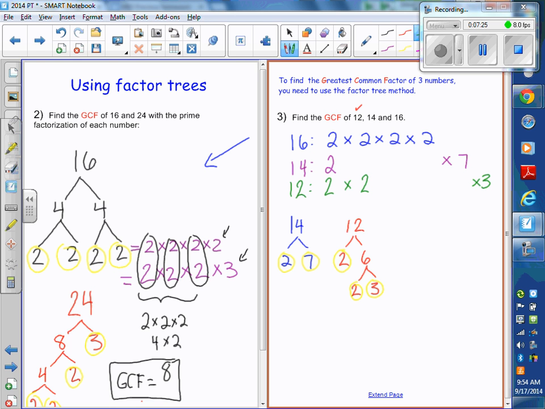Now, when I look for the greatest common factor of 12, 14, and 16, the only thing that shows up in all three numbers is 2. So the greatest common factor is just 2.